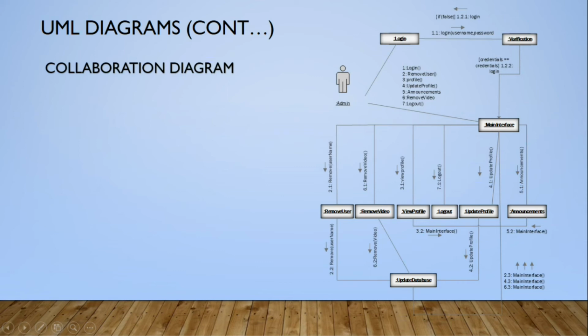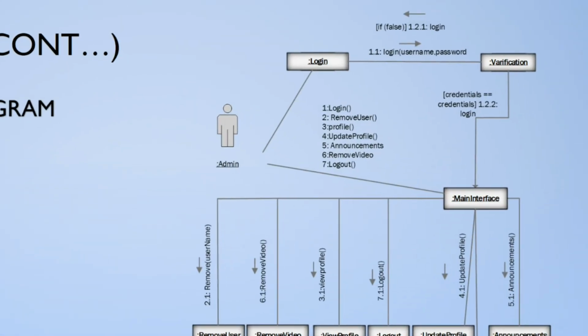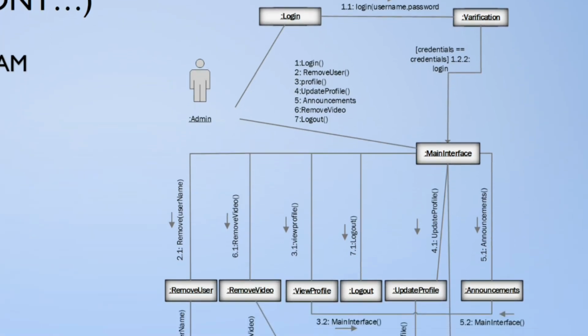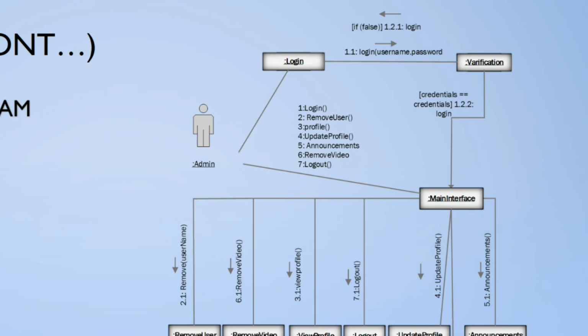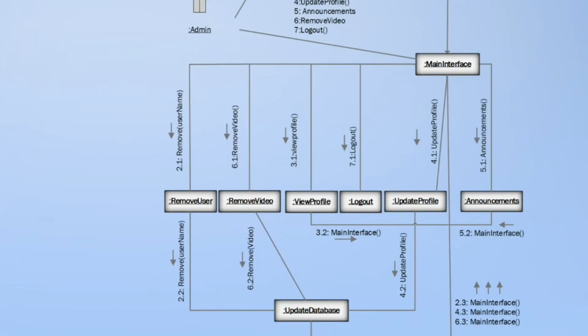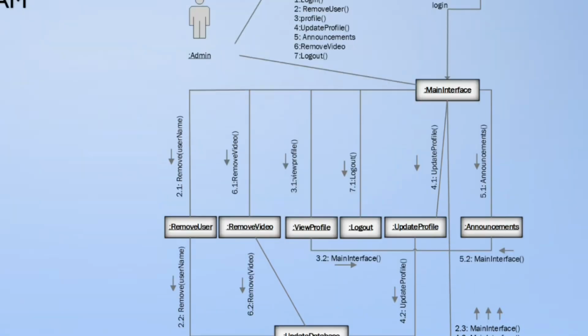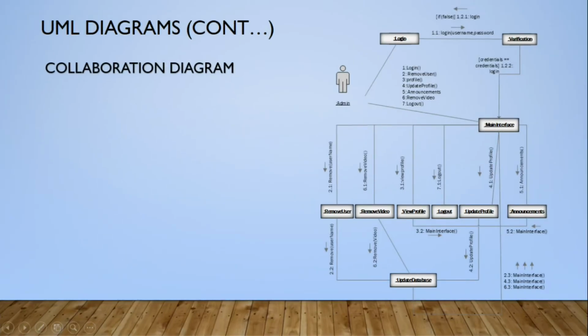Here is the collaboration diagram of ExiTube. You can see the admin will be logged into a system, then the system will validate or verify the credentials, the password and the username. If they are true, then it will directly send the admin to the main interface. Then the admin can do multiple activities as explained earlier. So here you can see it is the collaboration diagram of ExiTube.